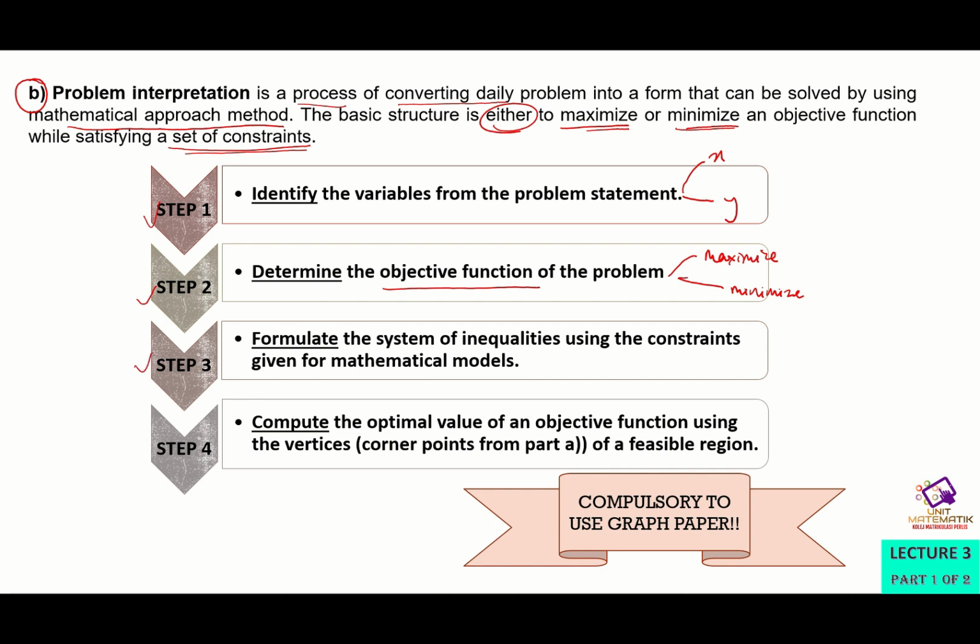And then step number 3, where we need to formulate the system of inequalities using the constraints given for mathematical models. So here you need to know what is the inequalities. Okay. And then the last step, we need to compute the optimal value of an objective function using the vertices, corner points from part A of a feasible region. So you should know that this part we already learned in lecture 1 and 2. Okay. So please refer to your lecture 1 and 2 so that you can understand it very well.